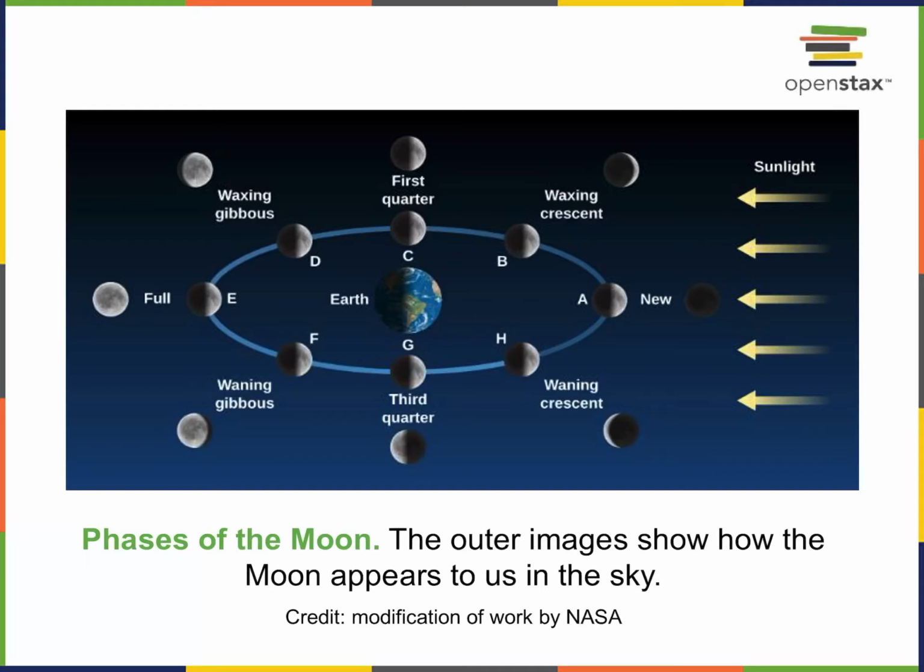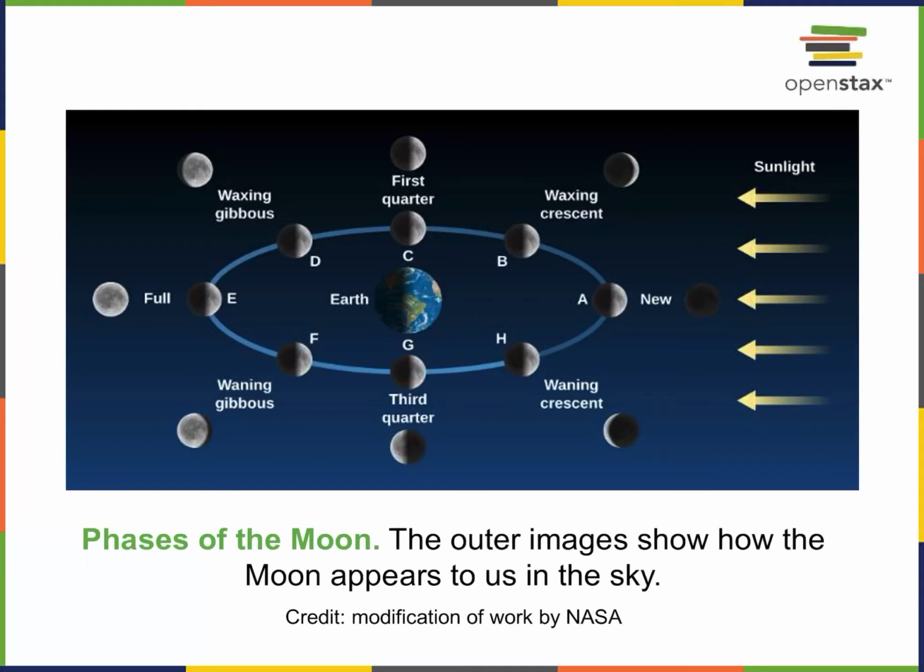Now look at the images labeled A through H. These show where the moon is relative to the earth during each phase. Notice that the right half of the moon is lit up in all of these images. That's because the sun is on the right. The bright side is the daytime side of the moon. Just like the earth, half of the moon experiences daylight while the other half experiences night. So the bright side is the sun-facing side, and the dark side is the side facing away from the sun.